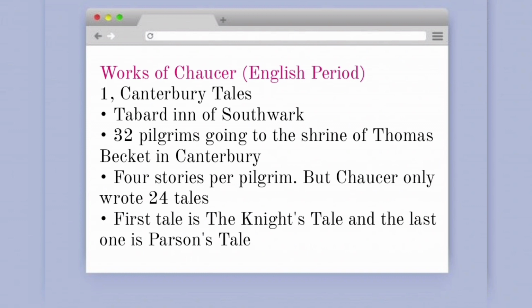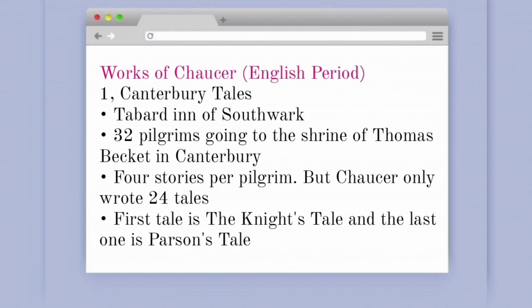So what makes the work more significant is that it has a collection of stories from people from all different social classes, whether they are from the working class, aristocrats, ecclesiastics, knights or whatever. We can see people from different backgrounds and their tales. So it makes the work more important. And this Canterbury Tales also has a prologue too.